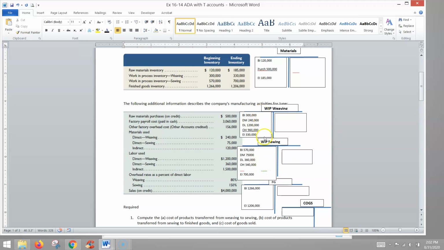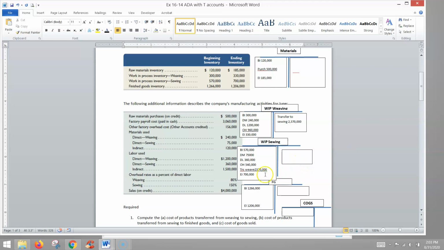So if we want to determine the amount that was transferred from weaving, finished in the weaving department, it would be a credit here, and then a debit to the work in process sewing. We're going to add beginning inventory plus direct materials plus direct labor plus overhead, and subtract our ending inventory. That tells us the amount transferred to sewing, 2,370,000. We add that as a debit to our work in process sewing.